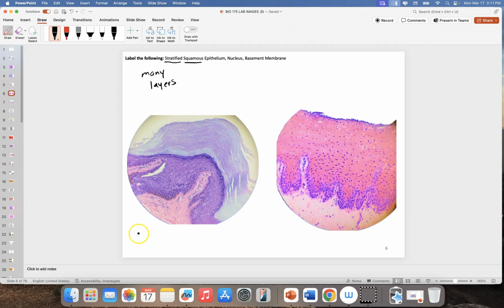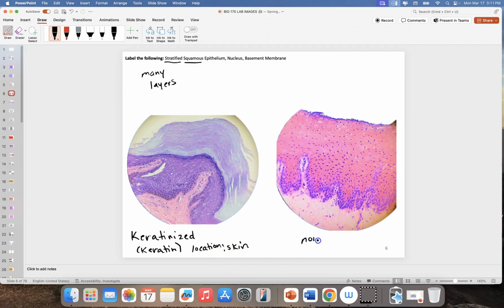I have two images because stratified squamous epithelium can be keratinized. And that just means it contains the protein keratin. We'll talk a lot more about that in this course because we are going to talk a lot about the skin. And that's where we would find keratinized stratified squamous epithelium.